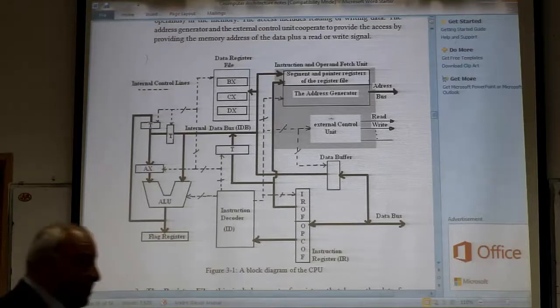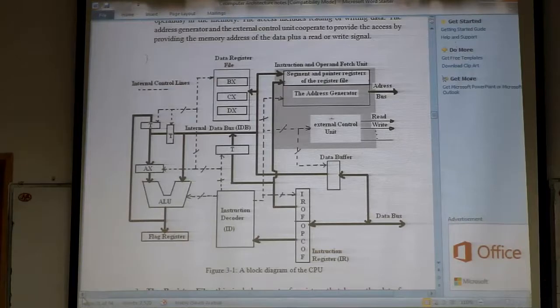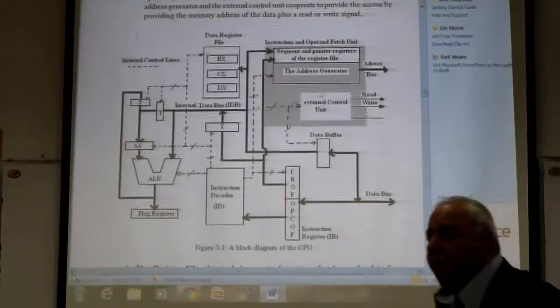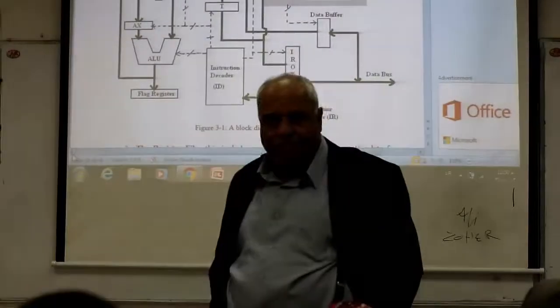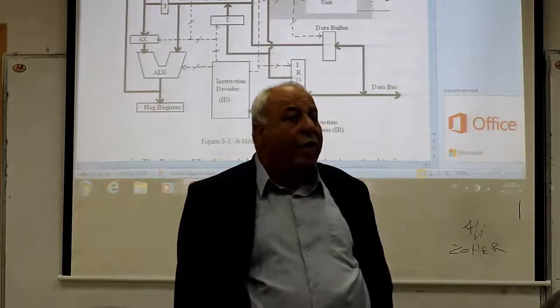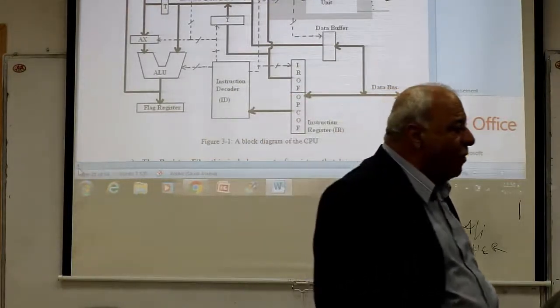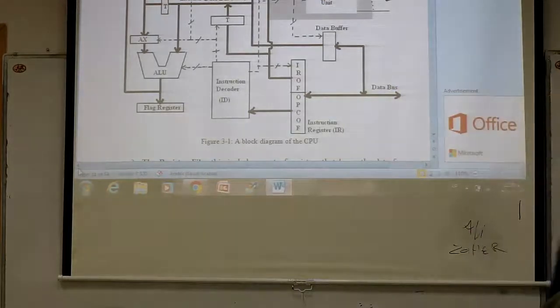So the main function of the computer is to execute programs, and the program is a finite sequence of instructions. Okay? Basically, we execute instructions. Which part of the computer executes instructions?